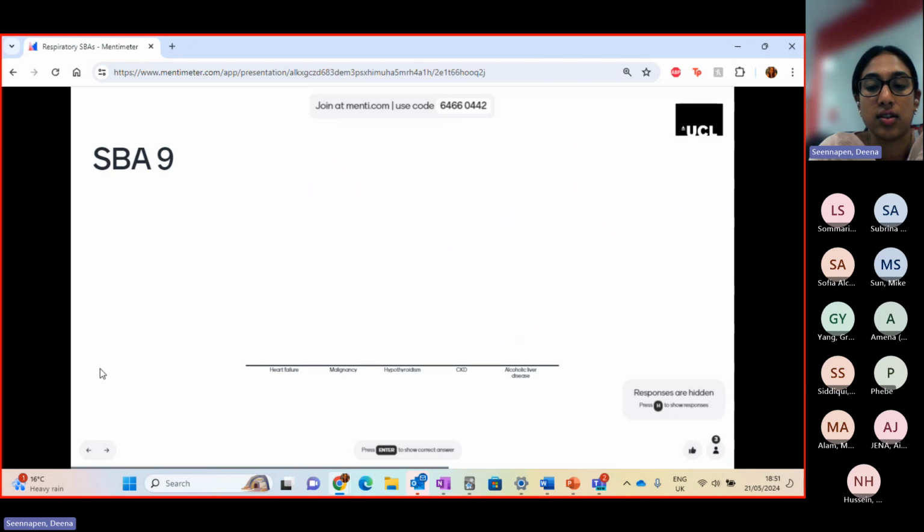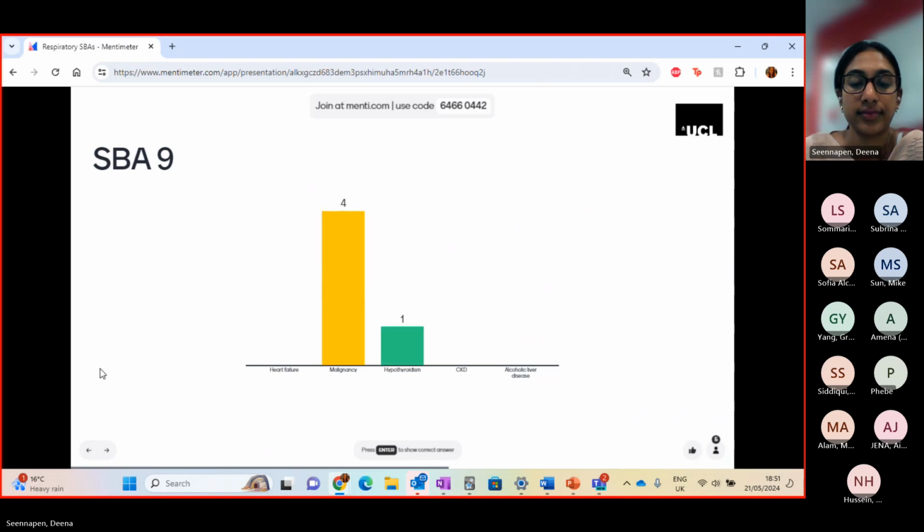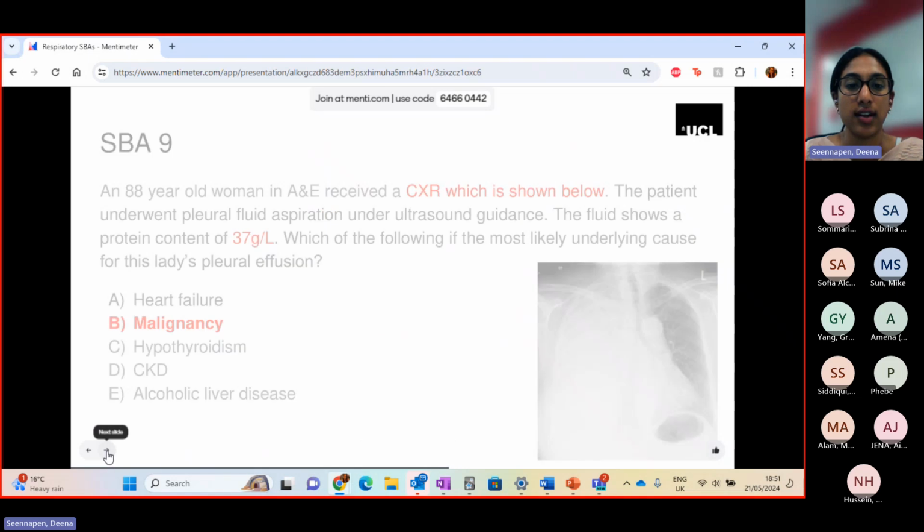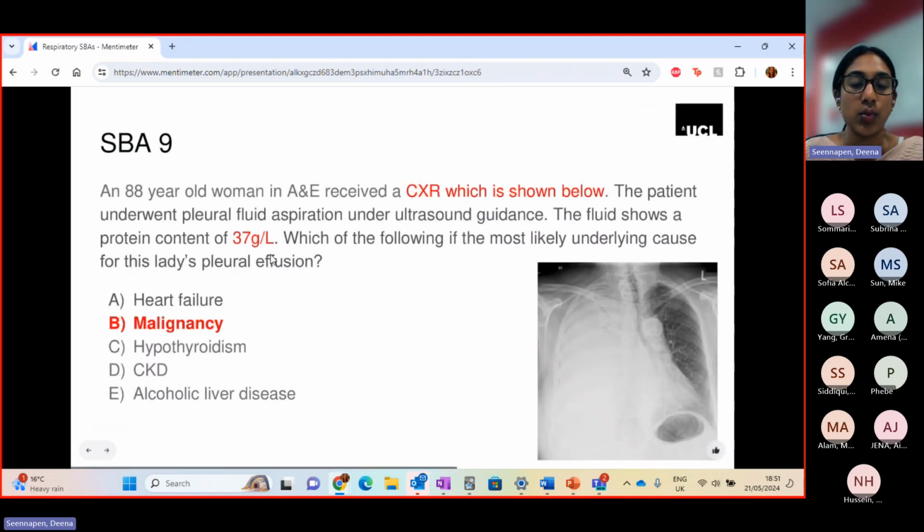So I'll give you a few seconds to answer, and then I will share the responses. Okay, great. So malignancy, correct. So we're thinking here about pleural effusions and differentiating between exudates and transudates.